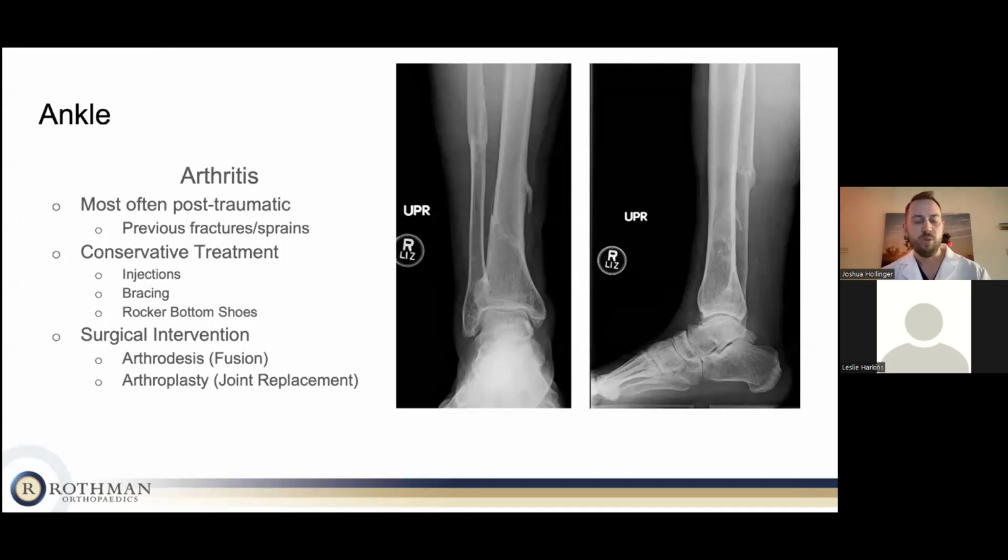Conservatively, we will treat these with injections. We can brace them, and we'll talk a little bit more about bracing next. And often rocker bottom shoes that we talked about before, where there's some curvature to the sole of the shoe to allow the foot to roll off rather than flexing through the ankle and the midfoot in order to take a step, can be helpful as well. When conservative options fail, we either fuse the ankle joint, or we can even perform a joint replacement in some cases where the ankle is in good position and alignment to do so.